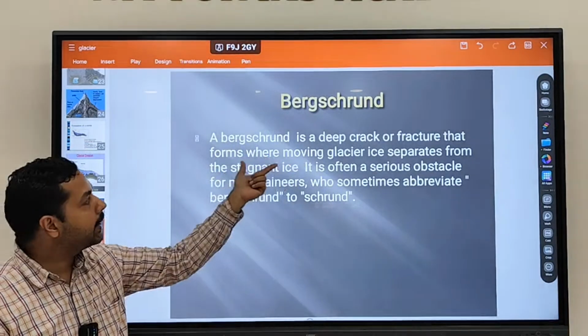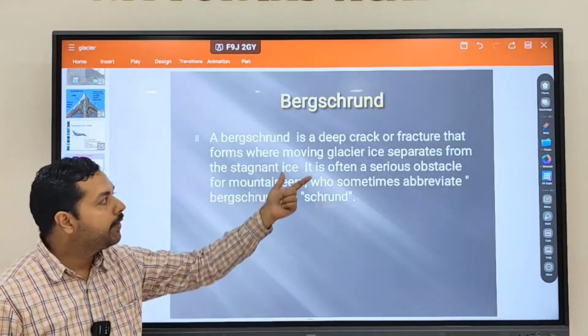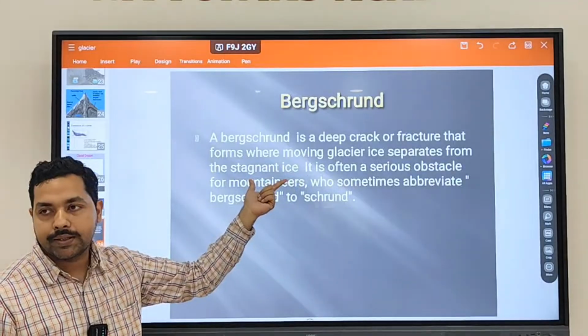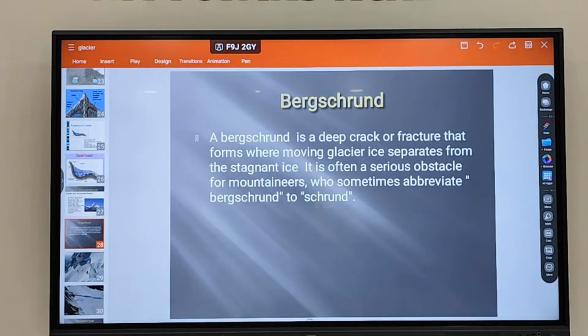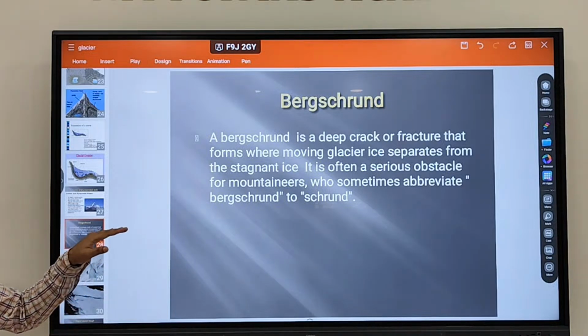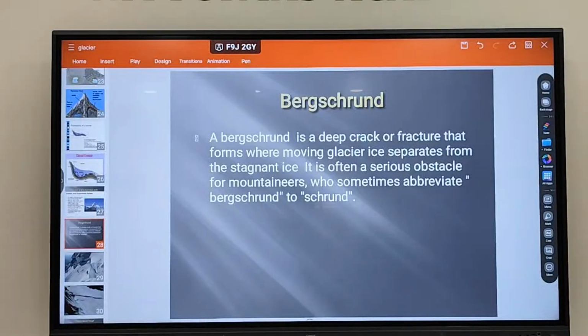So what is a Bergschrund? It is a deep crack or fracture that forms when moving glacier ice separates from stagnant ice. How do you define Bergschrund? It is a deep crack or a fracture that forms where moving glacier ice separates from the stagnant ice. It is a serious obstacle to the mountaineers.